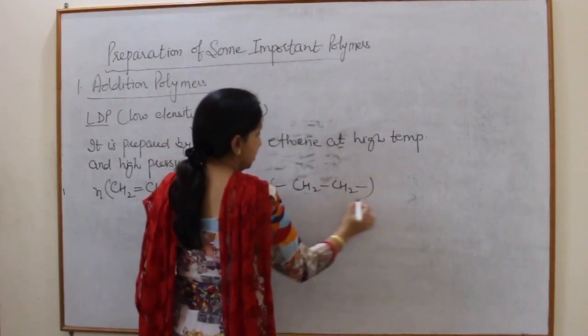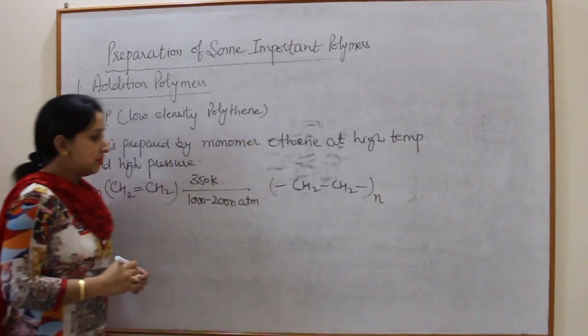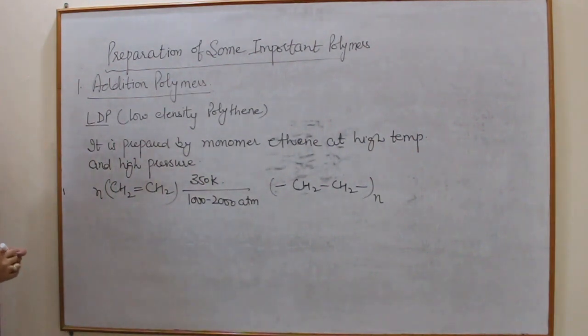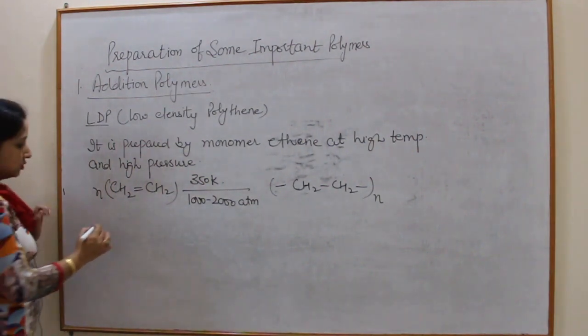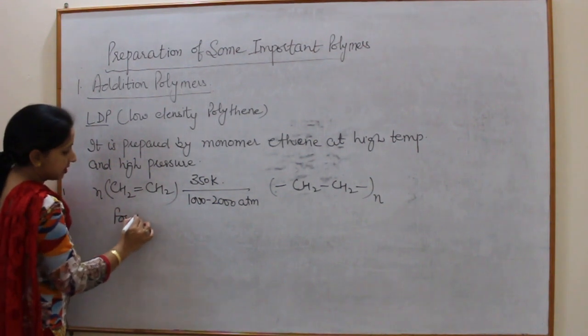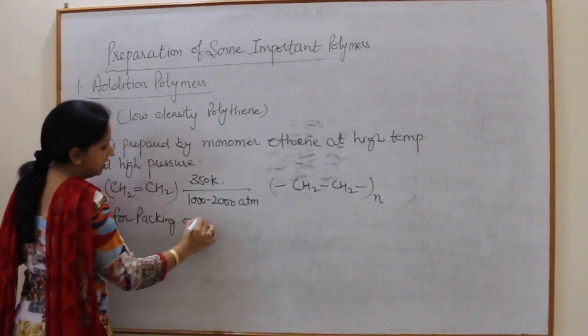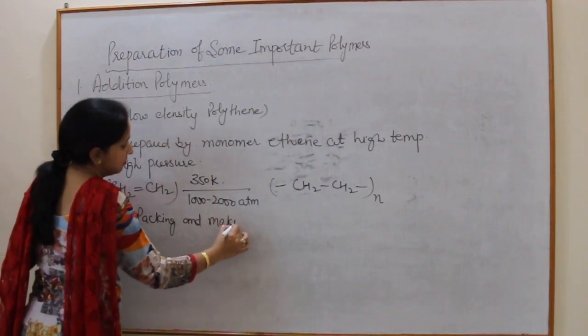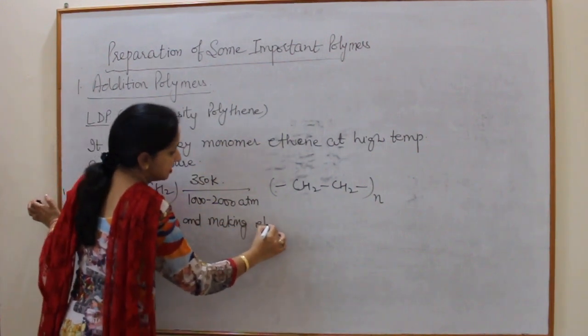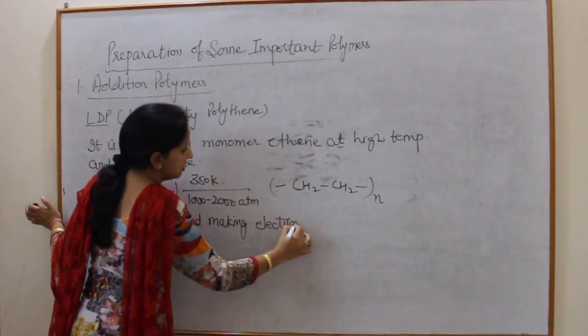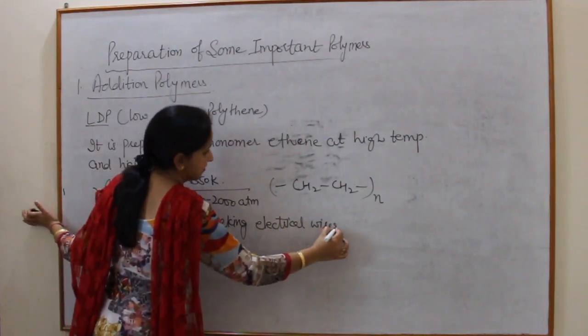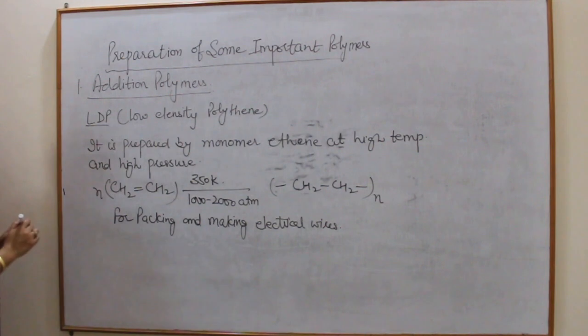low density polythene. Because it has low density, so it is basically used for packing and making electrical wires. So this was your low density polythene.